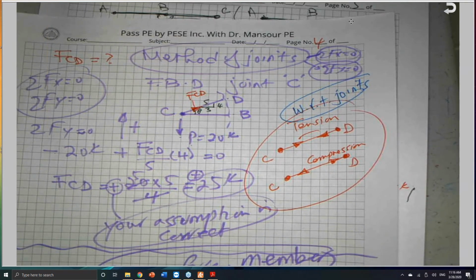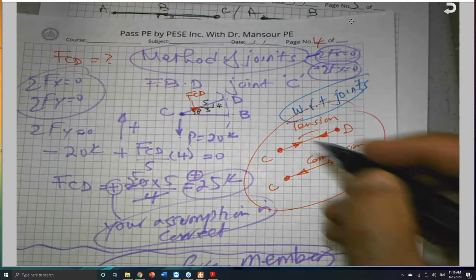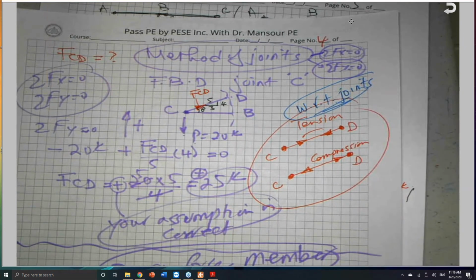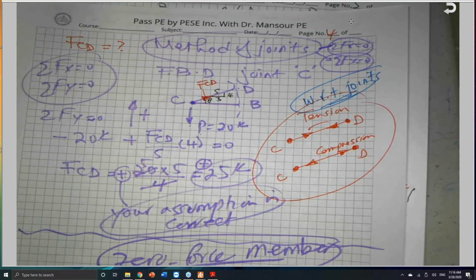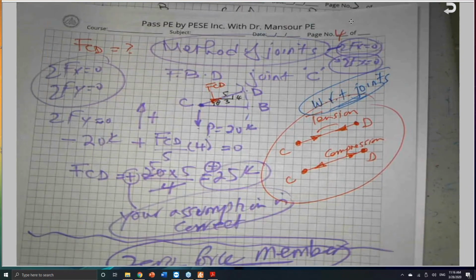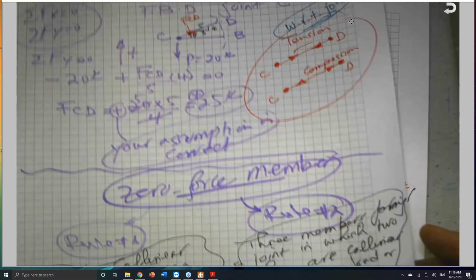If you like to use the other definition with respect to members, I have no problem with that. I can explain it. But stick with one rule and try to. So going back to our truss, do you remember this truss way back?